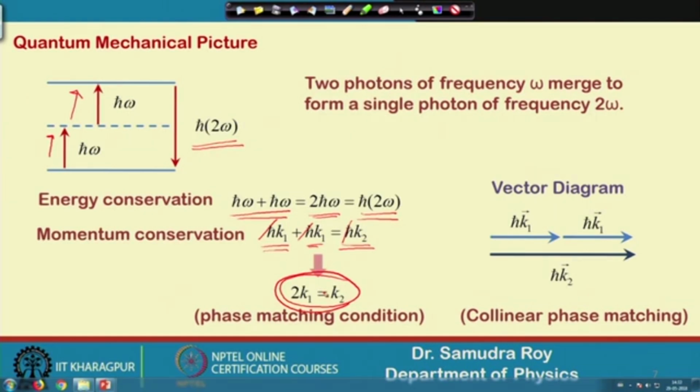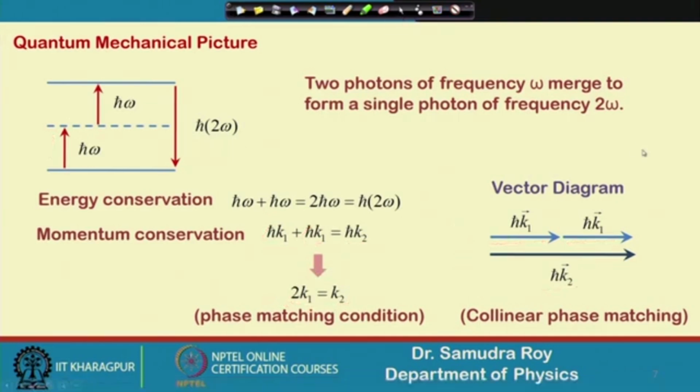So, in a vector diagram we can write these things in this way. One photon with h cross k 1 momentum and another photon with h cross k 1 momentum add up to generate another photon having the propagation constant k 2. This is the collinear kind of phase matching, because all these vectors are in a similar direction, but in a future class we will find that non-collinear phase matching is still possible, where more than 2 waves are associated to generate a third wave. So, when there are 3 wave mixing processes, we will have a different condition of phase matching in terms of this vector picture or vector diagram.